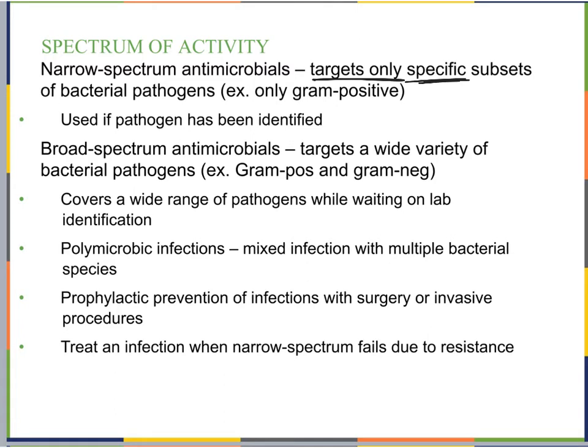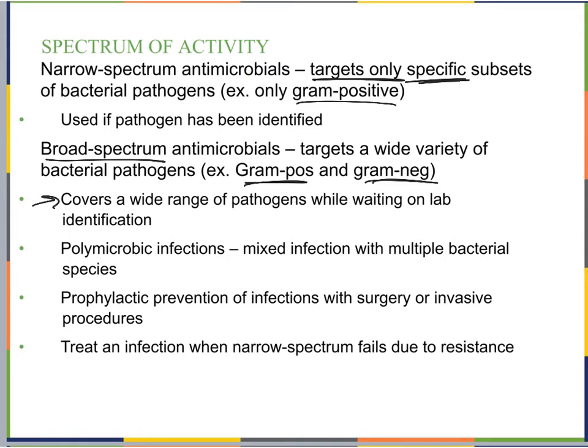If we don't know what it is, then likely we're going with a broad spectrum antimicrobial. A broad spectrum antimicrobial targets a wide variety of bacterial pathogens. In this case, for example, it could be both gram-positive and gram-negative, versus the narrow, which would only be gram-positive, for example. So oftentimes a broad spectrum is given when we're waiting for lab identification.